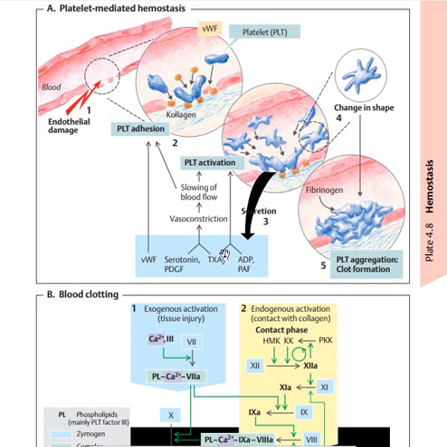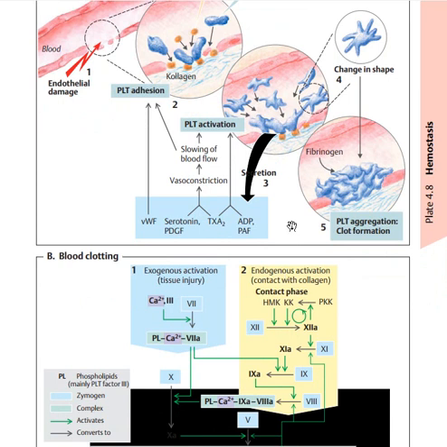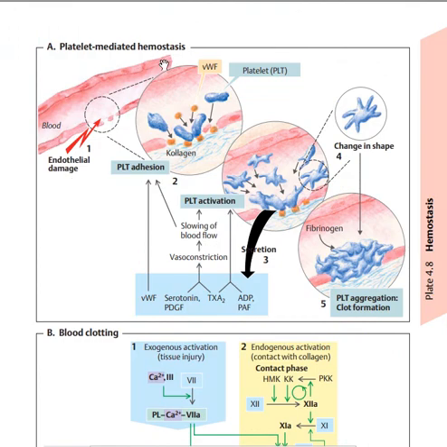Now serotonin and thromboxane A2 are both going to cause vasoconstriction, which is going to cause slower blood flow and more platelet activation and adhesion. Von Willebrand factor is mostly involved in platelet adhesion. It's also going to be secreted from the platelet after platelet activation. And lastly, you have platelet aggregation and clot formation, which occurs at the last portion, after the platelet activation has already occurred.